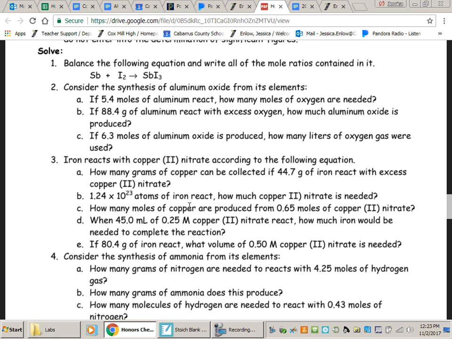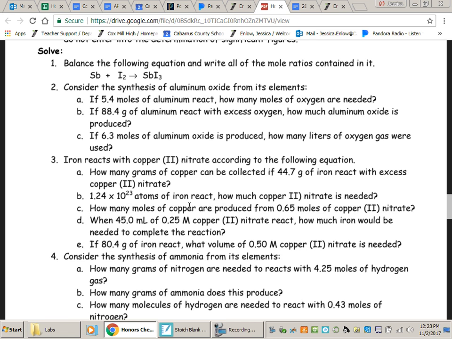For 1, you guys can write mole ratios. For 2, you're going from moles to moles. Check. How many steps is that? 1. How many steps is B? Grams of aluminum to aluminum oxide. So you're going from grams to moles, moles to grams. All right, I'll let you guys figure that out.